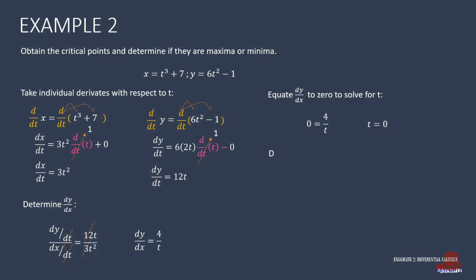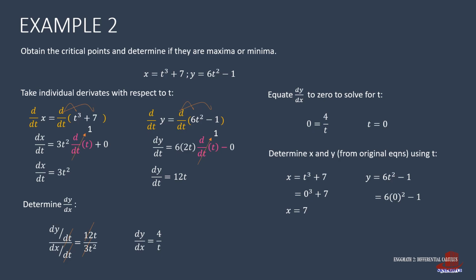Knowing t as 0, we can now find the coordinates of the critical point. That is done by plugging in t in the original parametric equations. From x of t cubed plus 7, substitute 0 for t, making 0 cubed plus 7, or that is x of 7. Repeat the procedure for y, which is 6t squared minus 1. Substituting 0 for t, we get 6 times 0 squared minus 1, which gives y as negative 1. So the critical point is located at 7, negative 1.